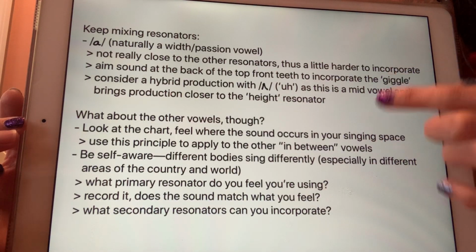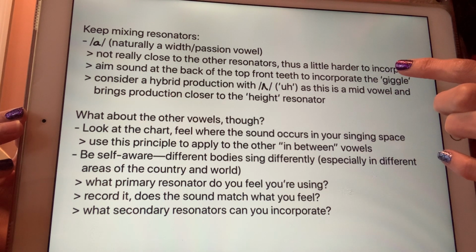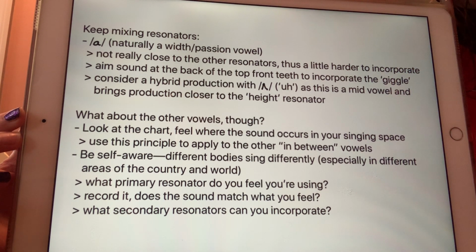Right, so thinking about now we have ah, we aimed it at the back of our front teeth for the giggle, and we made it a little bit of a hybrid with an uh or a mid vowel so that we could incorporate some of that height. So we went, so we incorporated all of those different resonators.